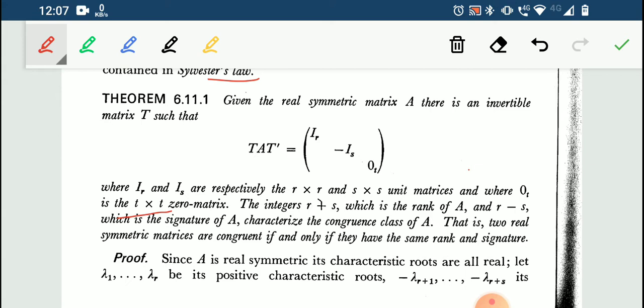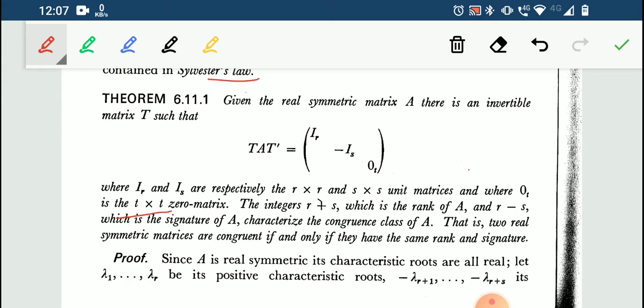In a quadratic form, rank and signature are defined through the number of negative and positive diagonal elements of the matrix. You already know the definition, right? What is signature and rank? So now you can just check.